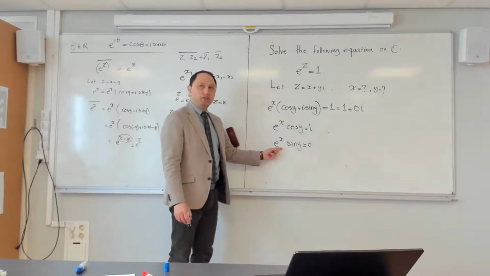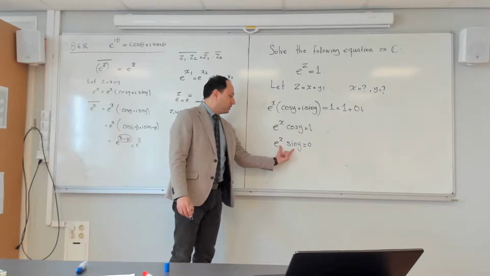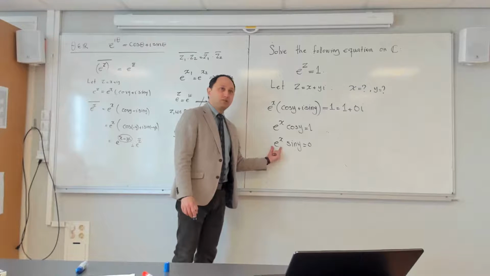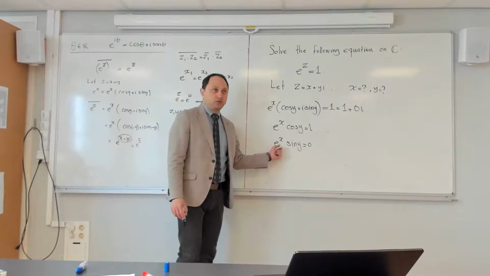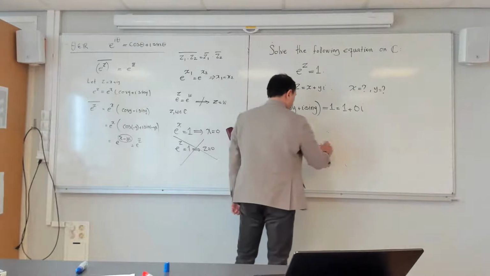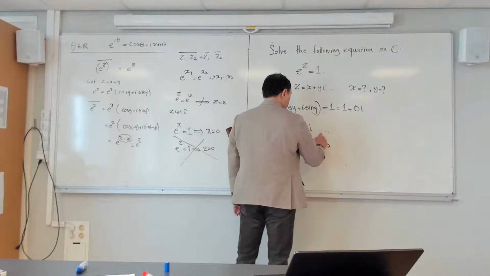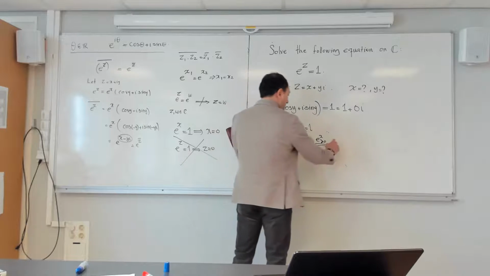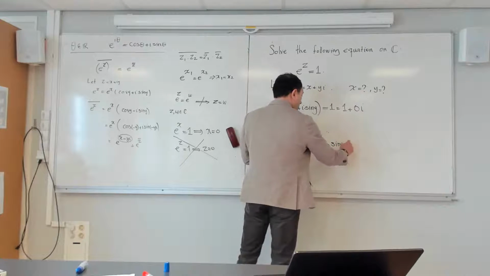So let us start with this simple one. That's the zero product rule. Either the first one is 0 or the second one is 0. But in real numbers, the first one cannot be 0. So there is only one option available here. Yes? So x is real, so e to the power of x is always positive because x is real. So this means that definitely this should be 0.